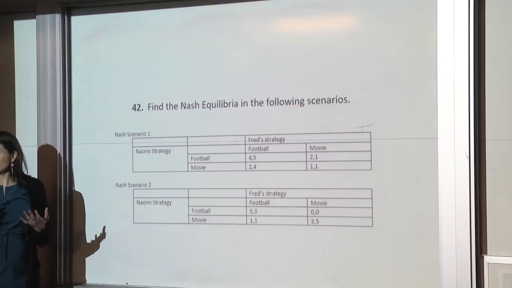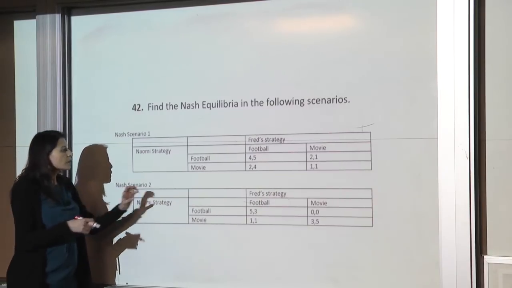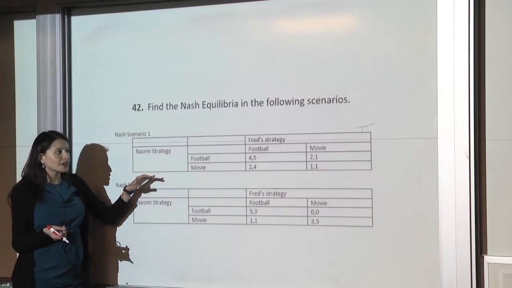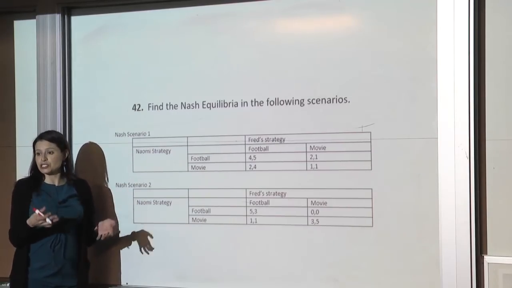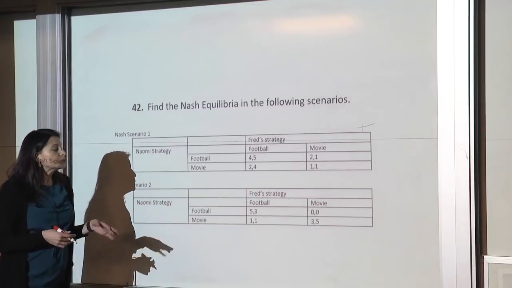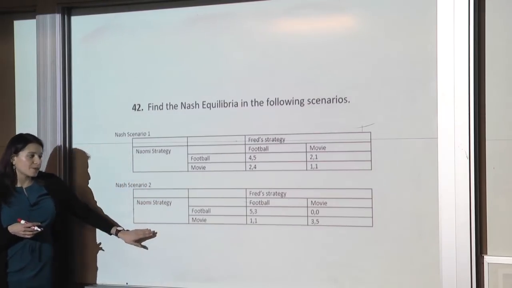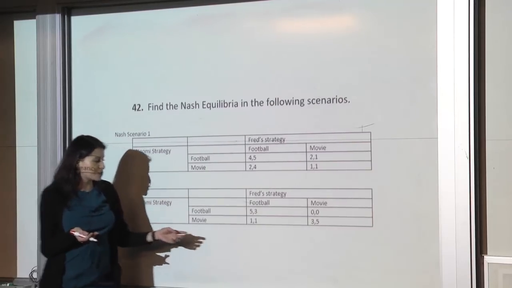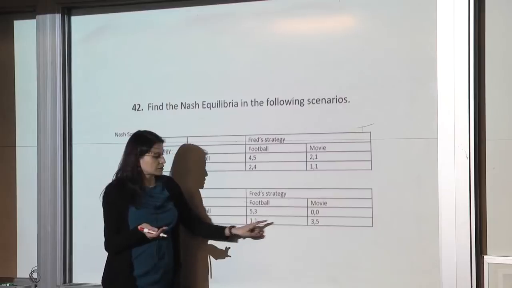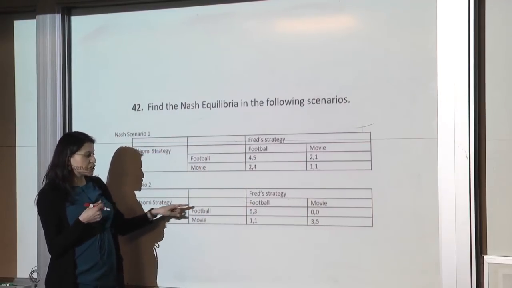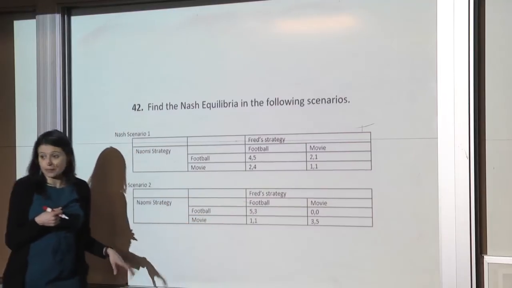A Nash equilibrium is a situation in which either player chooses the best possible strategy given what the other one chose, okay? So when you face this type of payoff matrix, why is this called a payoff matrix? Because what is in here are the payoffs of choosing each strategy for each player, okay?